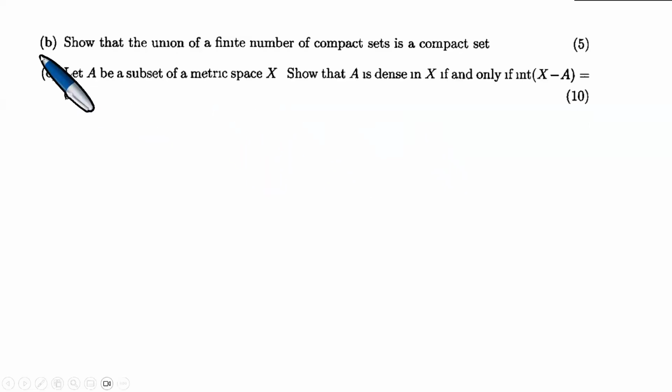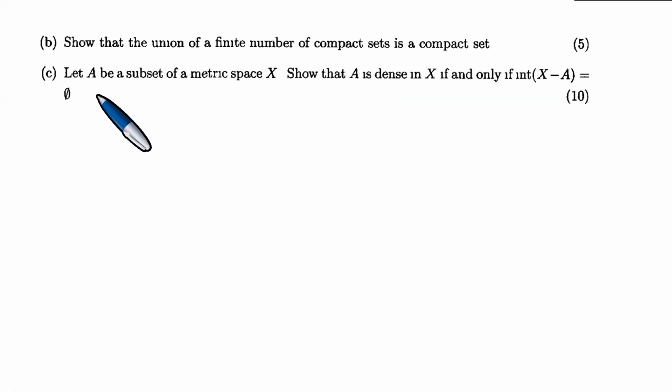Moreover, we shall show that the union of a finite number of compact sets is a compact set. Now we speak about countable unions. And the minute we use countable union, we actually mean an infinite union: a union of an infinite number of compact sets being compact. Let A be a subset of a metric space X. Show that A is dense in X if and only if the interior of X minus A is empty.